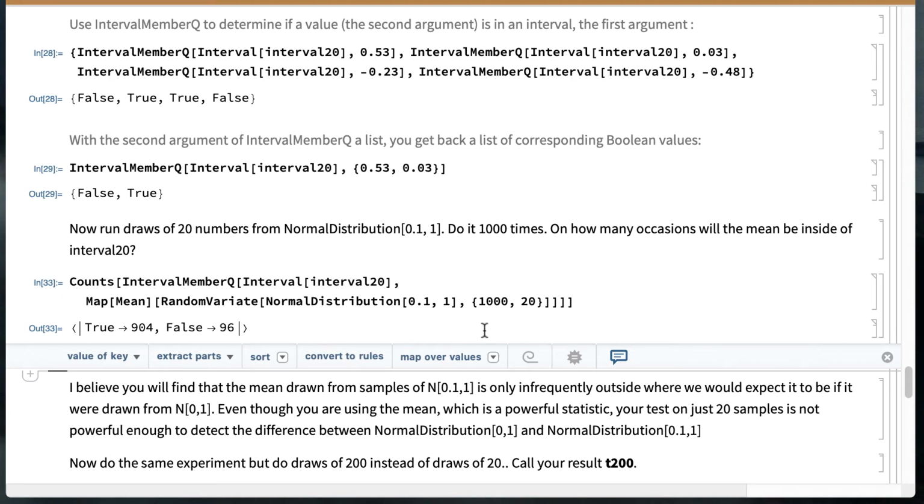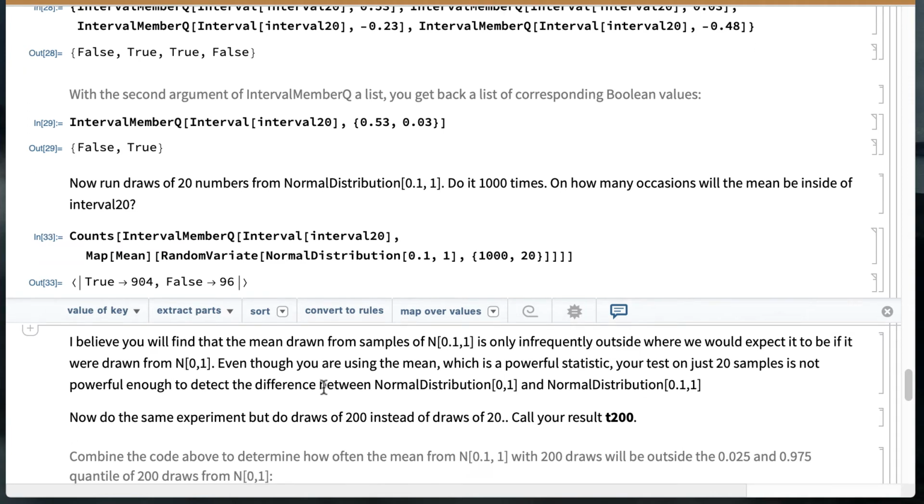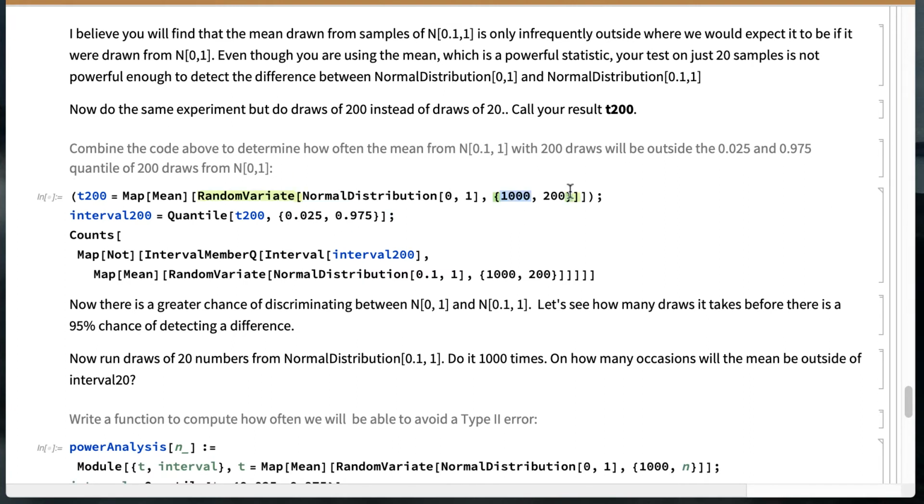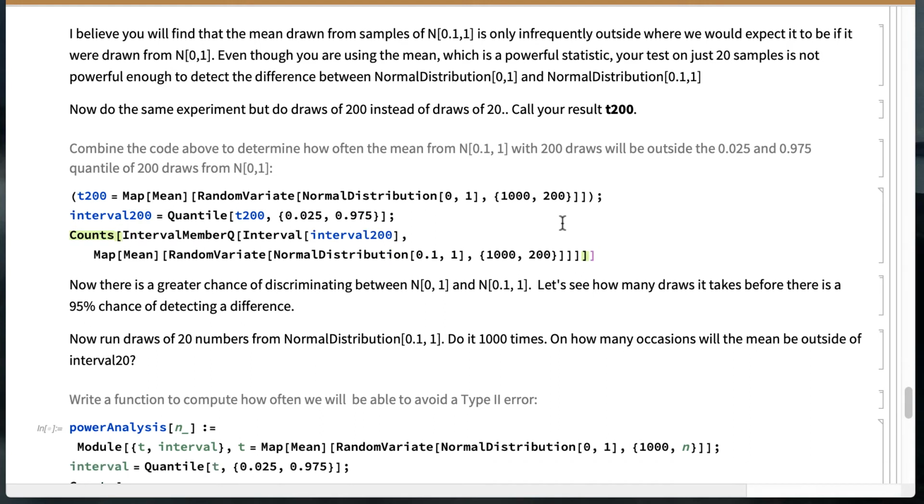But what if, instead of looking at draws of 20, we look at draws of 200? So let's do the experiment again. Here I'm going to draw from N(0,1). I'm going to do my experiment 1,000 times, but instead of drawing 20 draws each time, I'm going to draw 200. And I'm going to compute the 2.5% and 97.5% quantiles. We'll call that interval 200. You know what? I think that the map is needlessly complicating. Let's get rid of it.